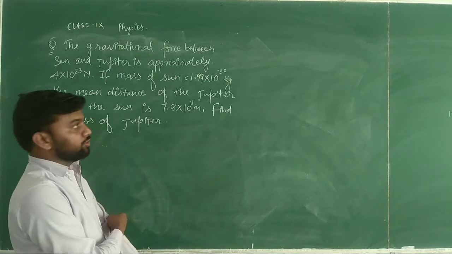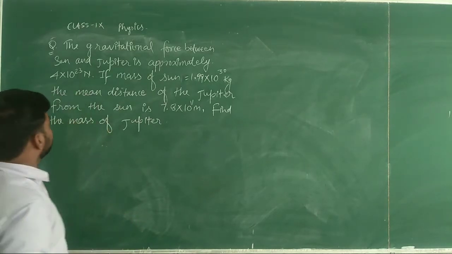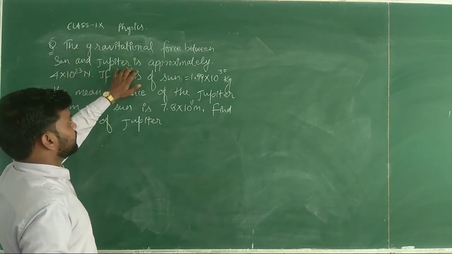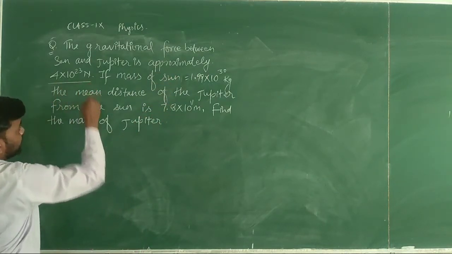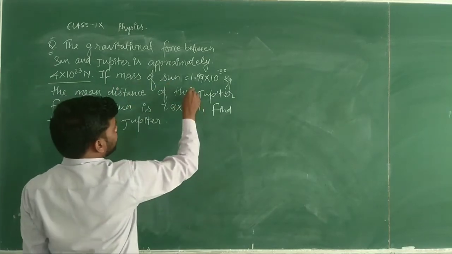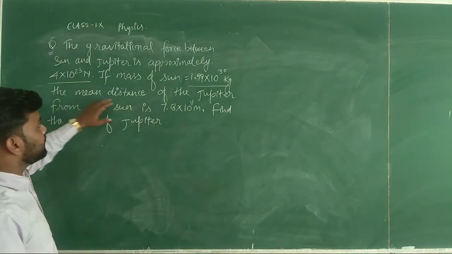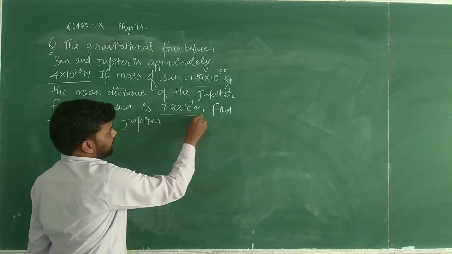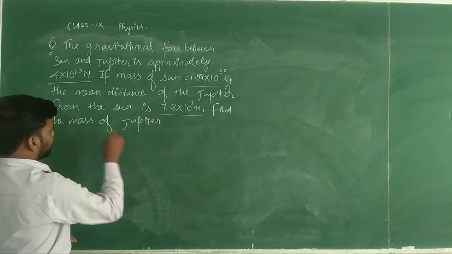Here we will solve another question of gravitational force of attraction. So the question is, the gravitational force between Sun and Jupiter is approximately 4 into 10 to the power 23 Newton. If the mass of the Sun is 1.99 into 10 to the power 30 kg, the mean distance of Jupiter from the Sun is 7.8 into 10 to the power 11 meter. Find the mass of Jupiter.